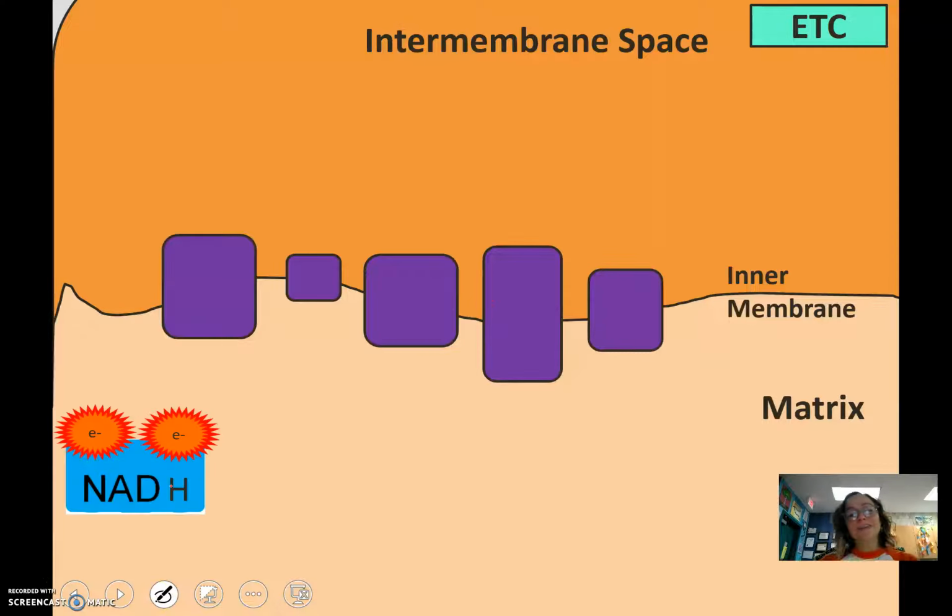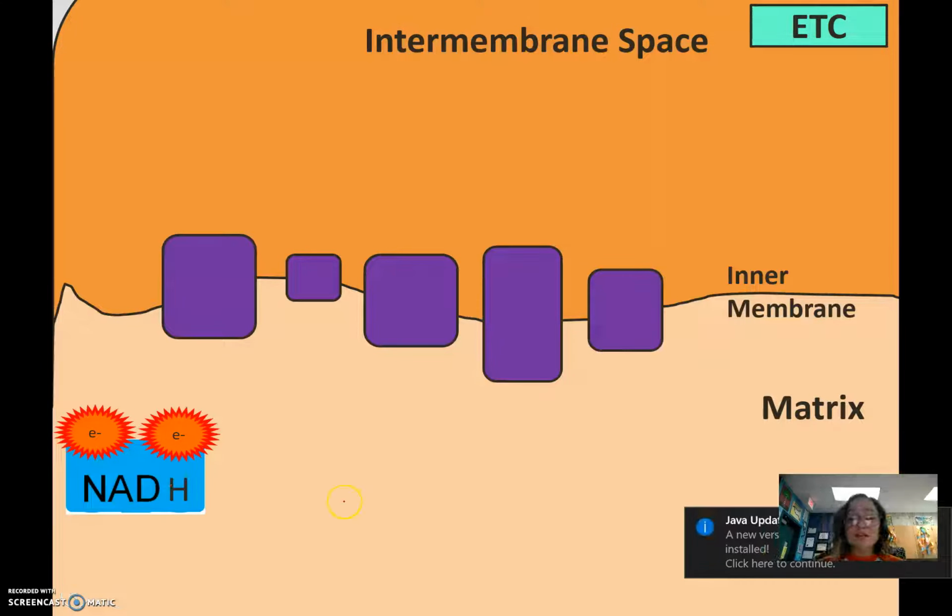All right, so here we have a reduced electron carrier. In the previous steps, glycolysis, the oxidation of pyruvate, and the citric acid cycle, we oxidized our food and broke bonds, we took the electrons and we reduced electron carriers. So now our electron carriers are going to become oxidized. Our electron carriers are going to donate their electrons into the electron transport chain.